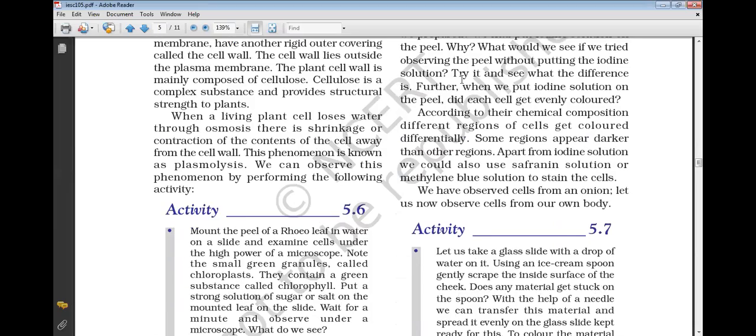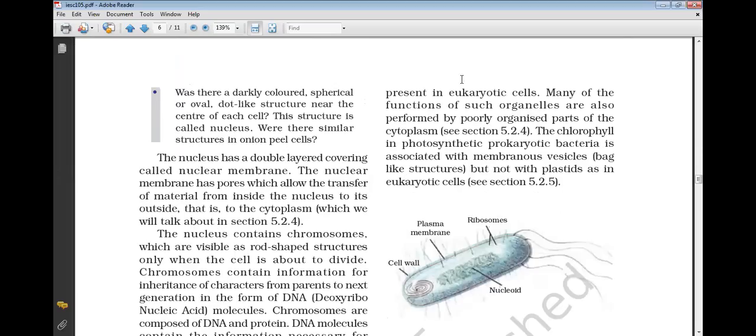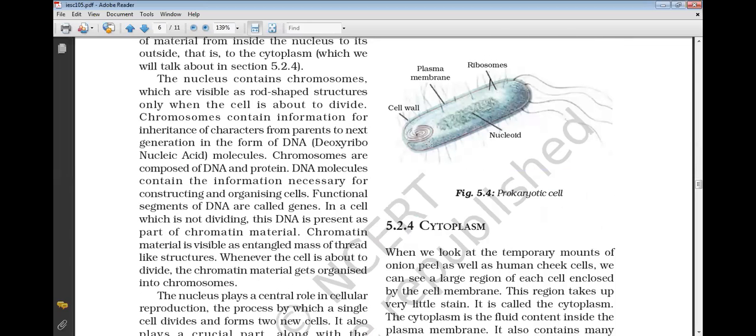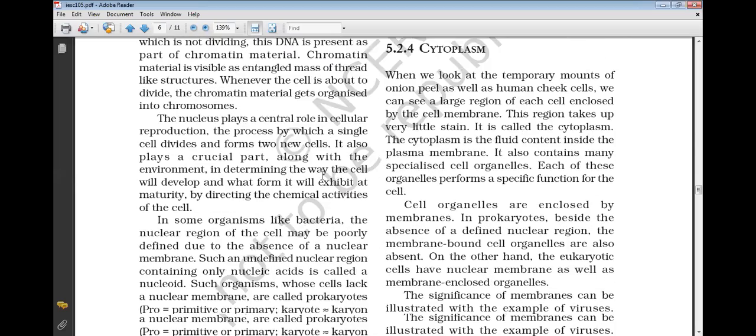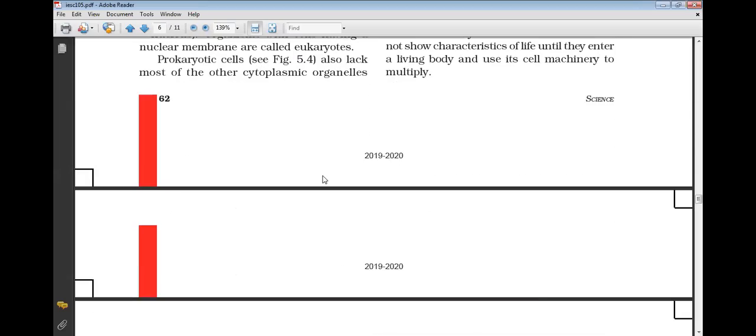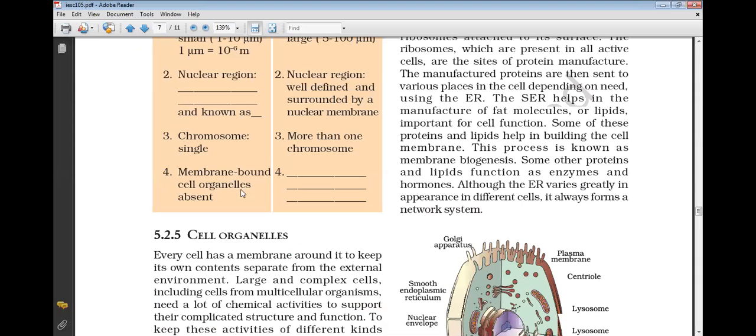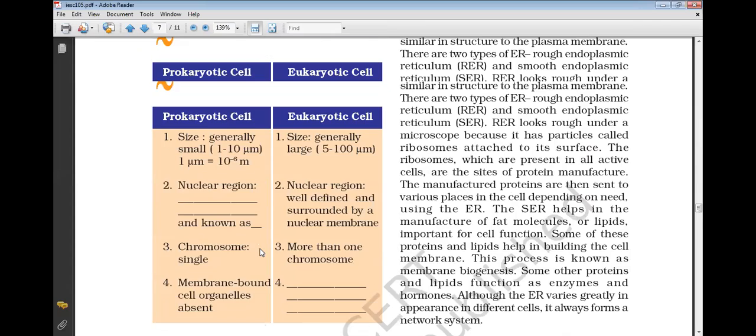Then we studied about the nucleus. If a well-developed nucleus is present, the cell is called eukaryotic. In the nucleus we studied about DNA, the genetic material, and chromosomes, and the cytoplasm. Yesterday we studied about organelles, the cell organelles.